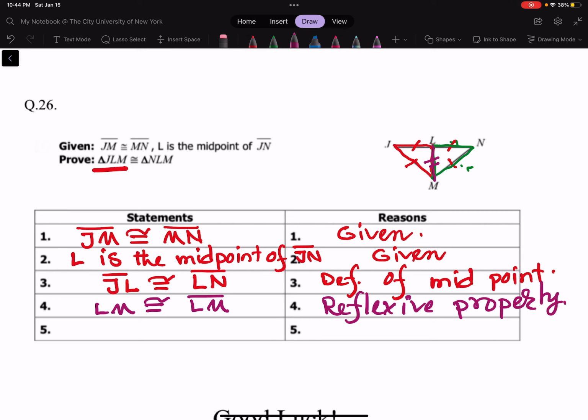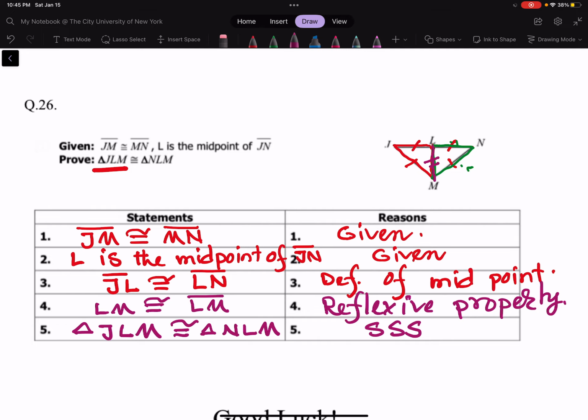Okay, so now we can say, since three of the sides are congruent, we can say by side-side-side they're congruent. So we can say triangle JLM is congruent to triangle NLM. Okay, why? Because of side-side-side.